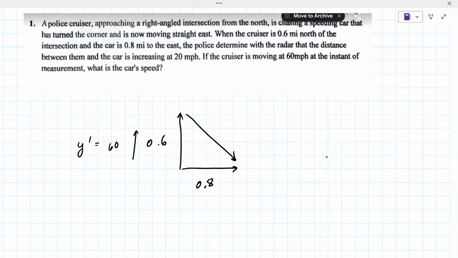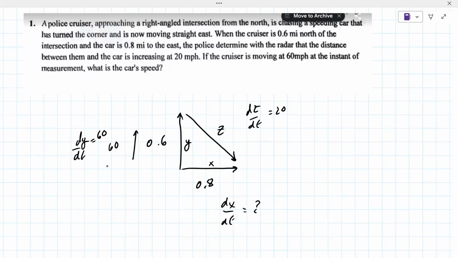What do you want to call the hypotenuse? Normally it's x, y, and then I don't know what to suggest with students because they're usually a little uncomfortable. What do you want to use there? Z. Z is a good one. Okay. So yes, dy/dt is 60, dz/dt is 20, and they want us to find dx/dt in this problem. Is that clear? Yeah. All right.